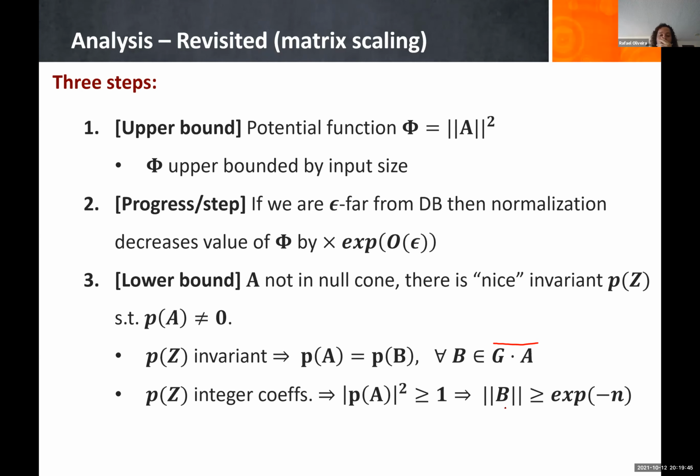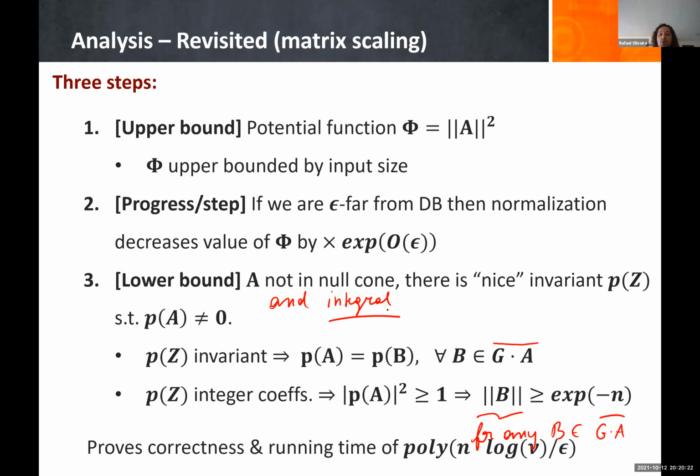So we know this for any B in the orbit closure of A, which means that if A is not in the null cone and A has integer entries, which is important, then its orbit closure is far away from 0. So we have this gap. All right, so again, this proves correctness and running time, as Ankit showed.